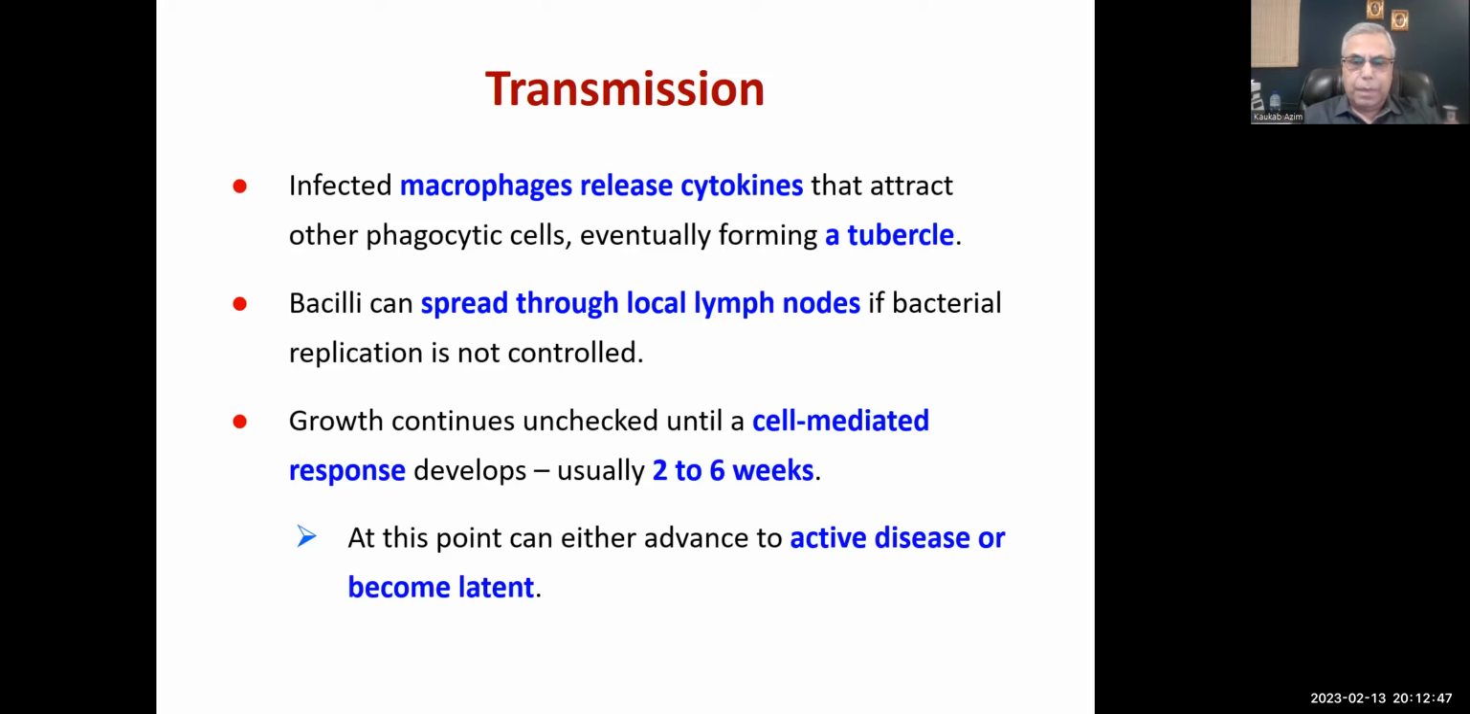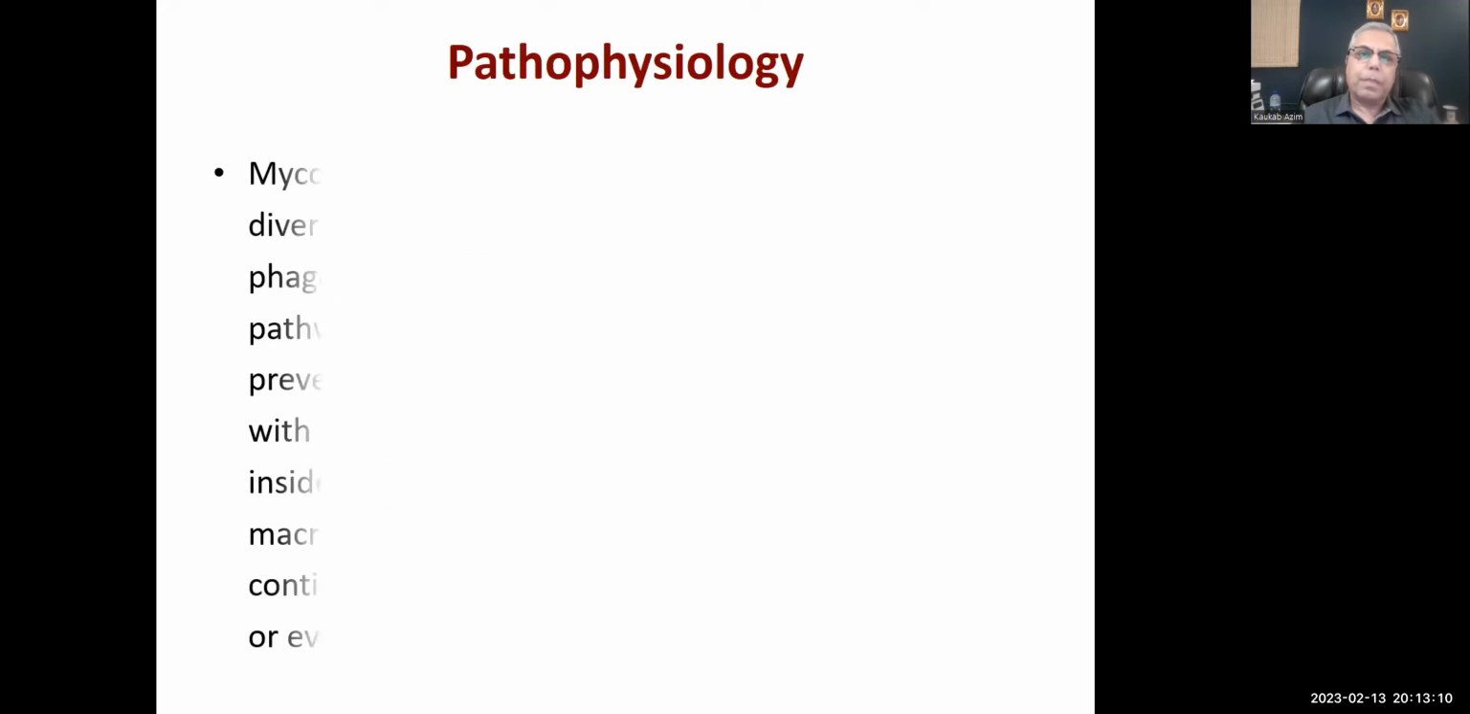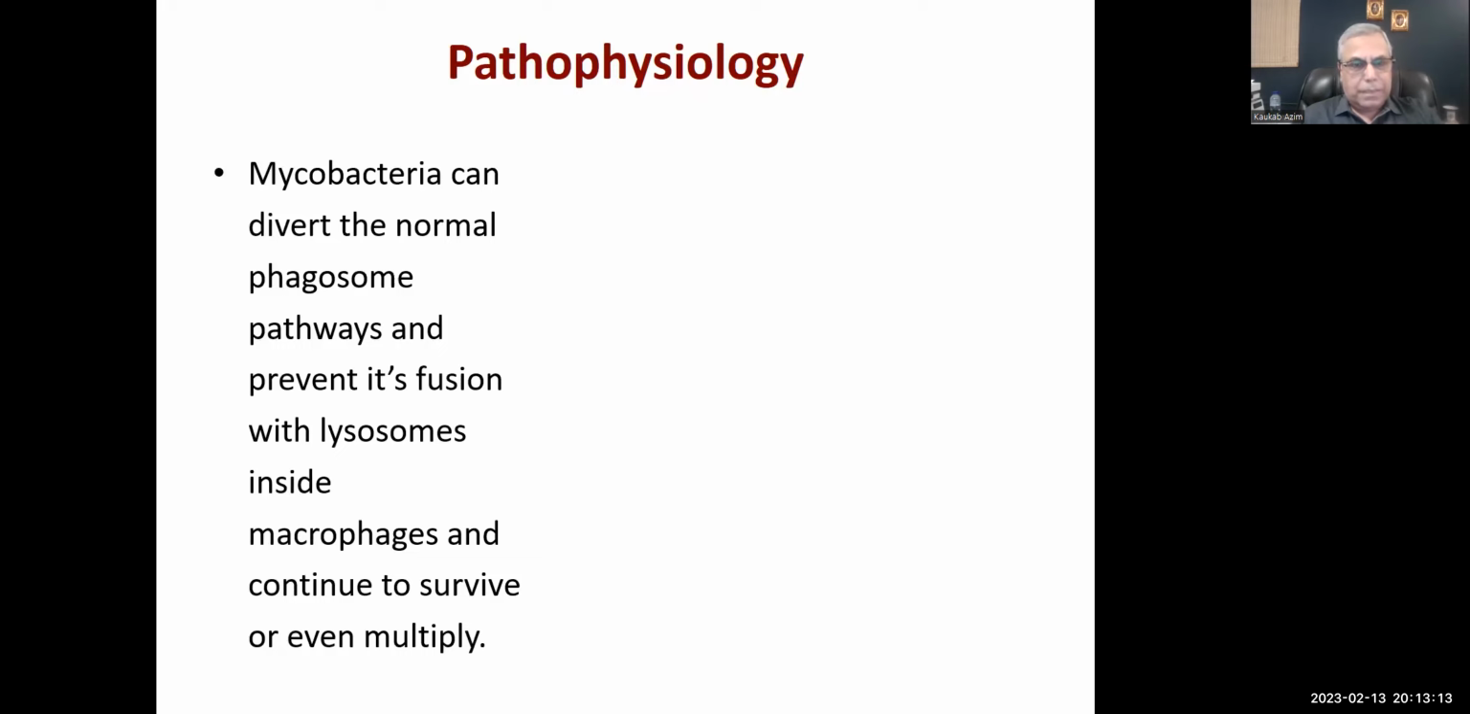At this point, it can either advance to active disease or it can become latent. So once the bacteria are inside the alveoli and they have been taken up by the macrophages, depending upon the host factors and depending upon the virulence of the mycobacteria as well, it can become active or latent, right? So mycobacteria, that's the problem. Mycobacteria can divert the normal phagosome pathways and prevent its fusion with lysosomes inside macrophages and continue to survive or even multiply. Now, that's what I'm going to show you now.